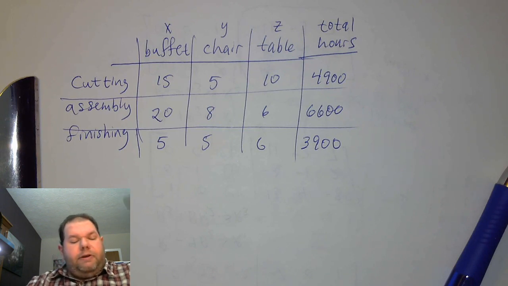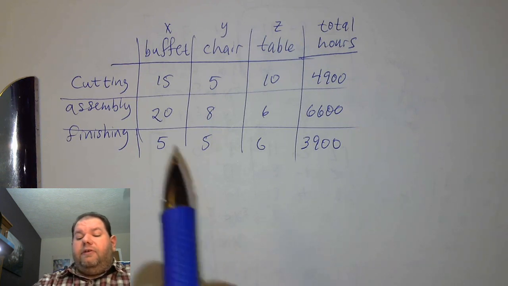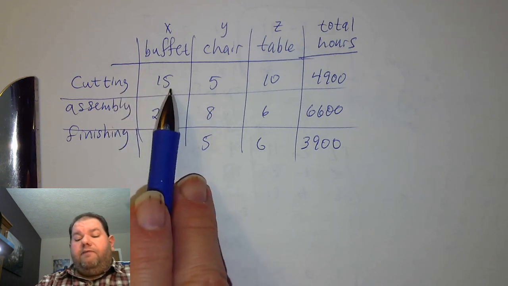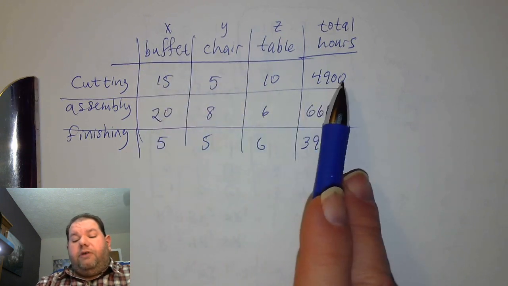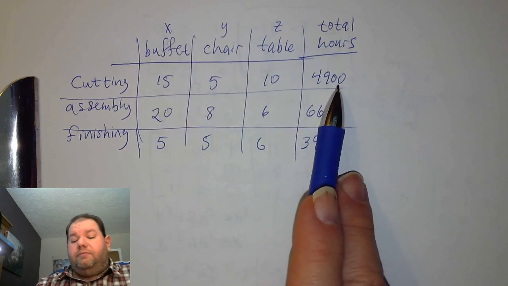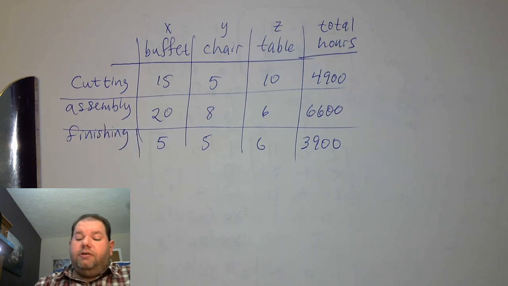So setting it up like this, I think we can visualize it a little bit better now that I have it oriented correctly. This is the hours that was required for cutting each of these types of furniture, and the total hours that we have available for cutting. Same for assembly, same for finishing.